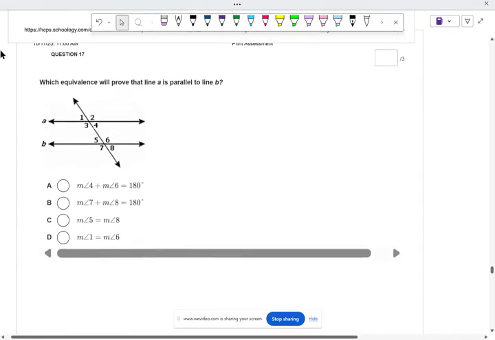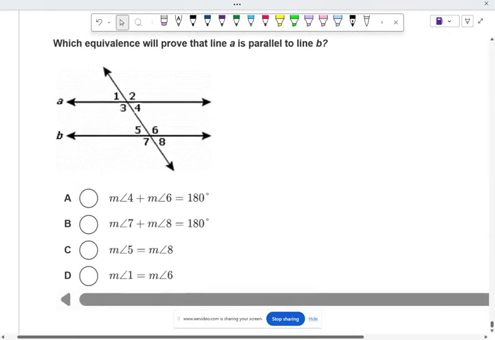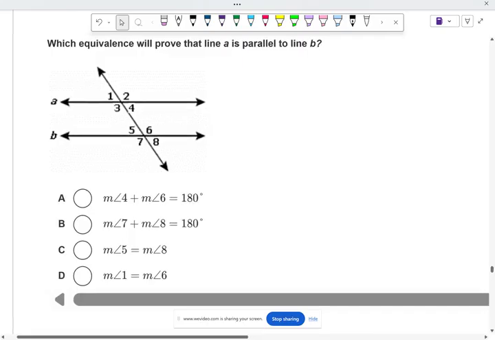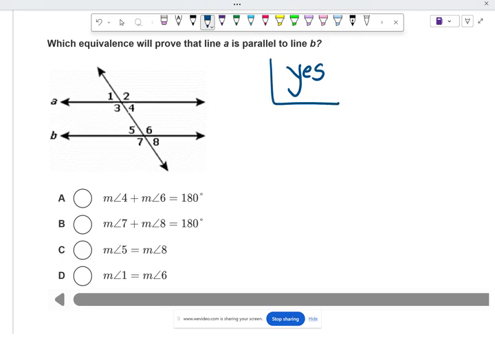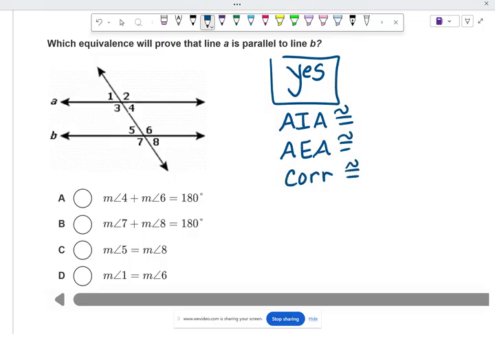Okay, number 17. Which equivalence will prove that line A is parallel to line B? All right, y'all, for this one, you just go through and say yes or no if they make parallel lines. On the back of one of your green sheets, it says, yes, lines will be parallel if alternate interior angles are congruent, alternate exterior angles are congruent, corresponding angles are congruent, same side interiors are supplementary, same side exteriors are supplementary. If it's not one of these 5, then we have to put no.